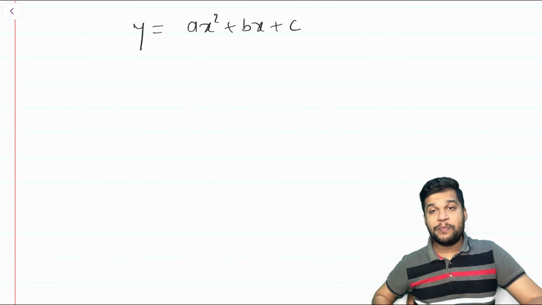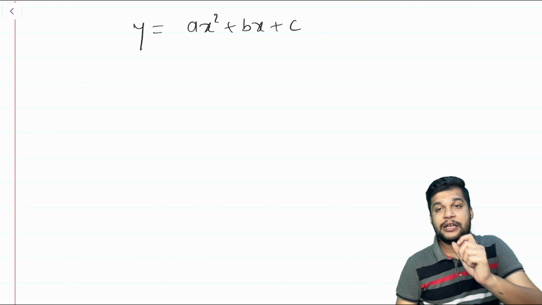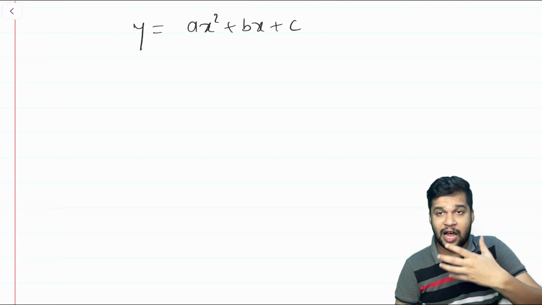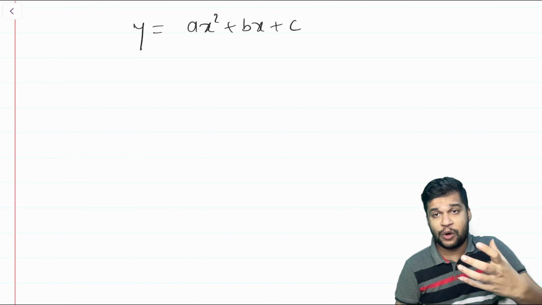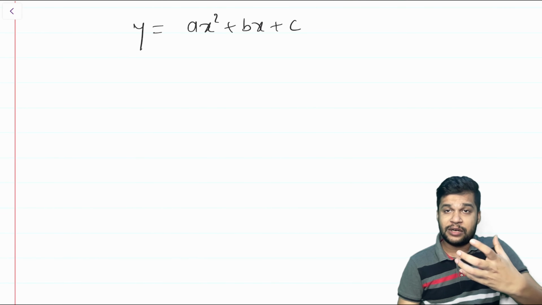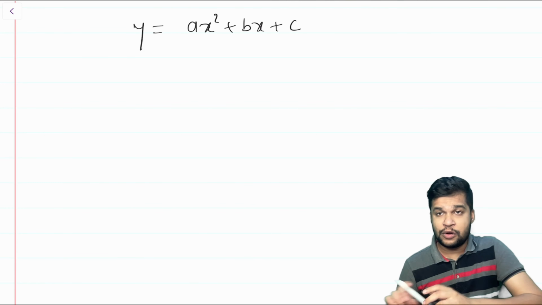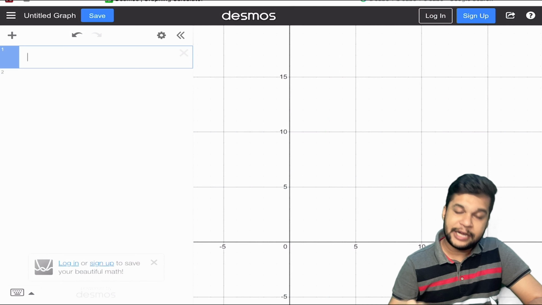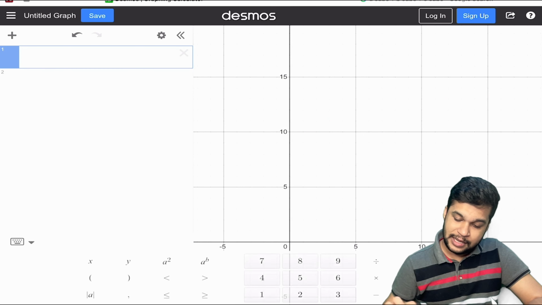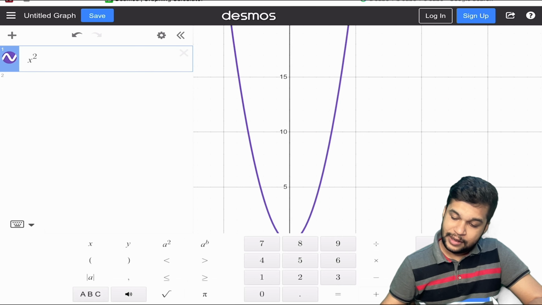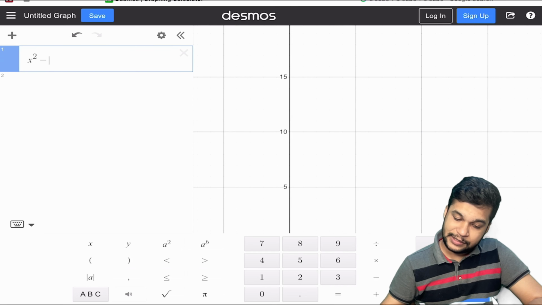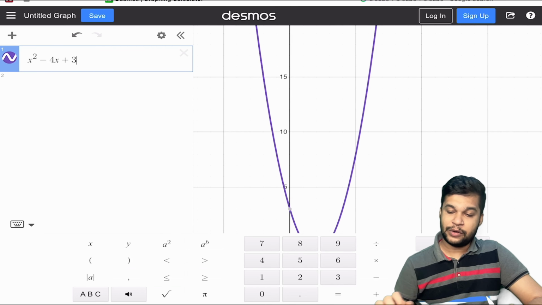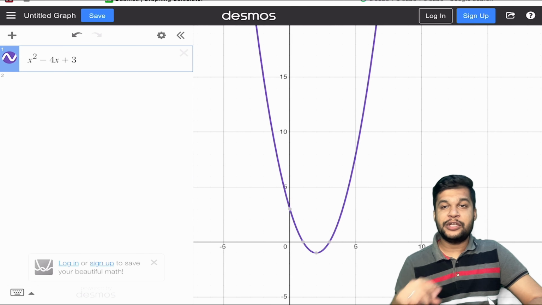Now you have to pay attention to the fact that any quadratic function, if you sketch it on graph paper or on Desmos or GeoGebra, you will observe that it looks like a parabola. I'll show you quickly. Let's take two examples. The first example is x square minus 4x plus 3. Now if I hide it, you can observe this looks like a parabola.